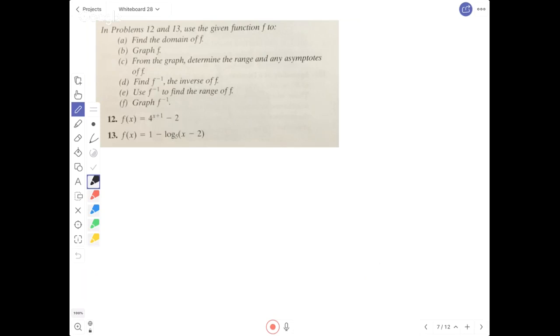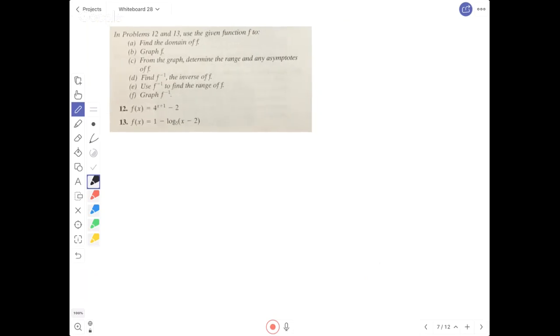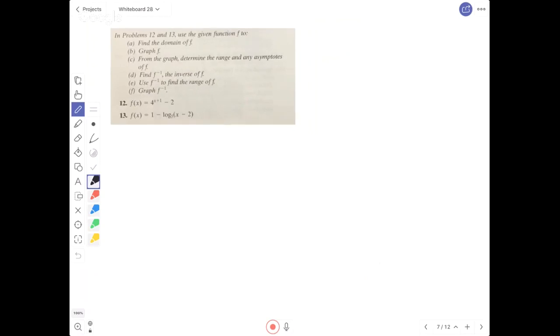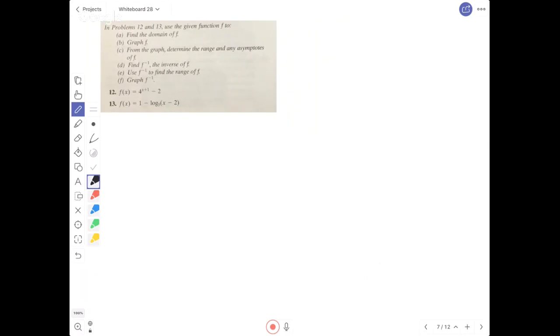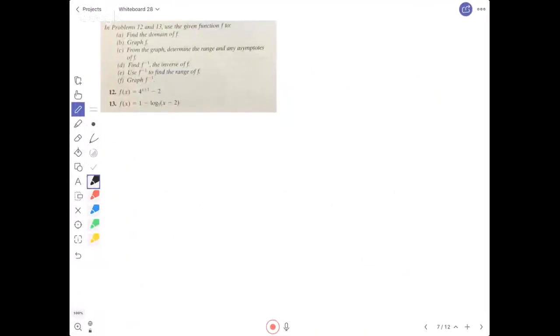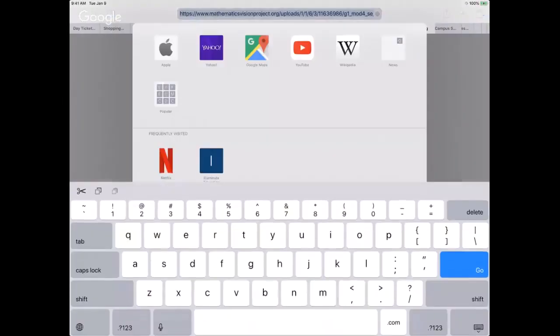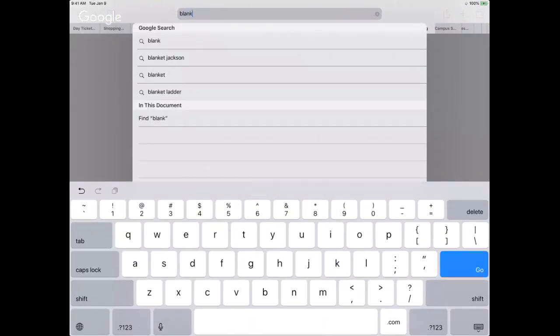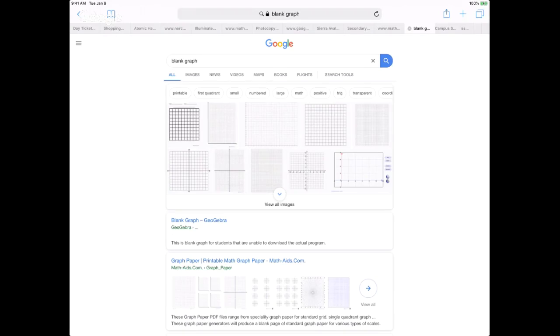Number 12 and 13. Okay, so looks like I need to do some graphing. I'd prefer to pull up some graph paper. So let's see, I think I have some graph paper, or let's just look some up. Graph paper. That'll work.